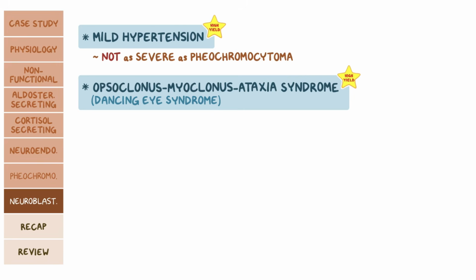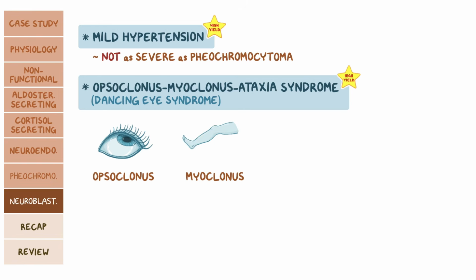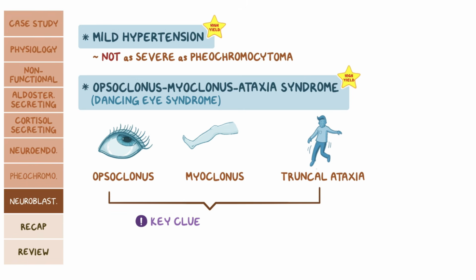This is a serious, rare, and often chronic neurological disorder consisting of three main symptoms: opsoclonus, which are multidirectional chaotic eye movements; myoclonus, which are non-epileptic limb jerkings that can also involve the head and face; and truncal ataxia, which causes gait imbalance. This is another key clue that could help you differentiate neuroblastoma from Wilms tumor.